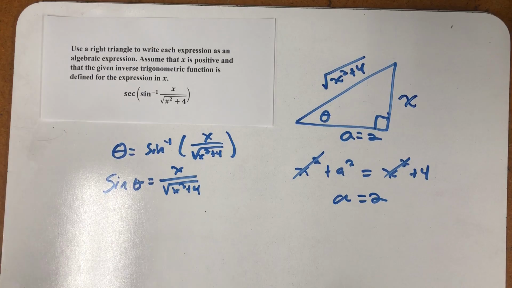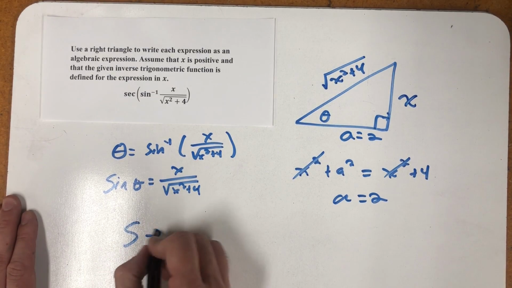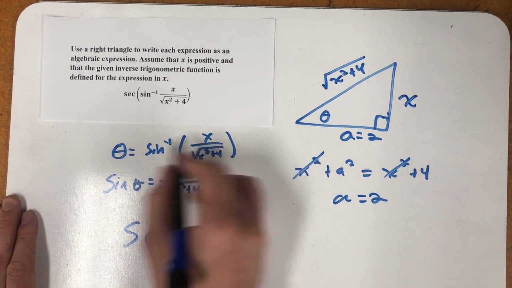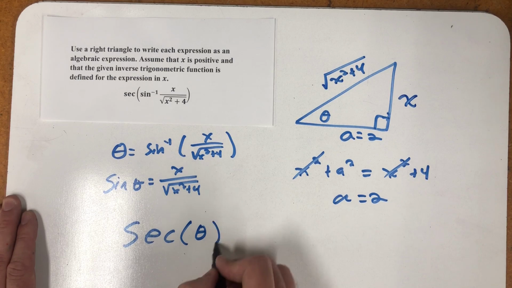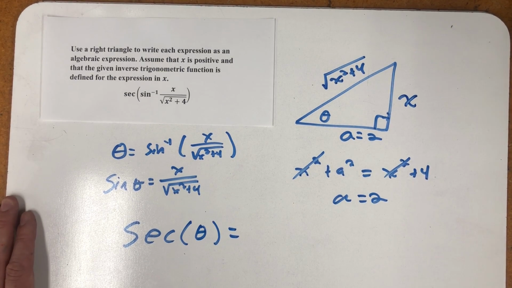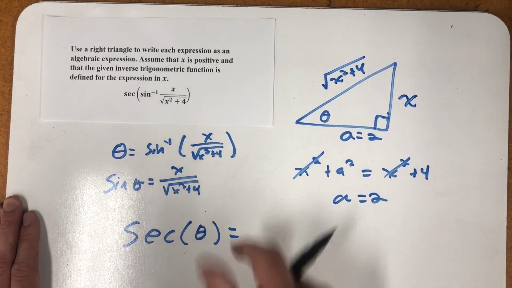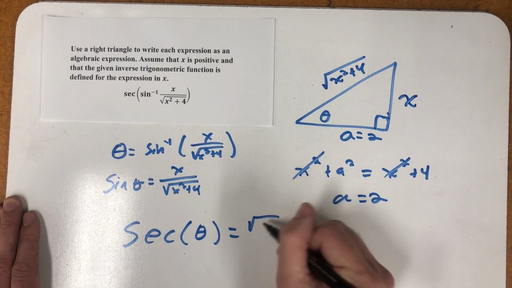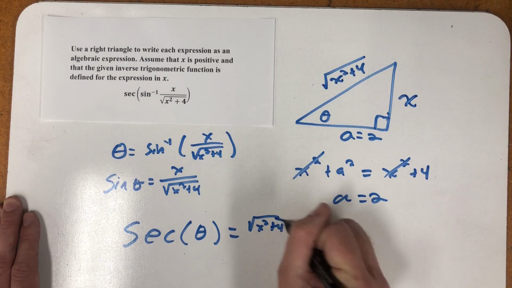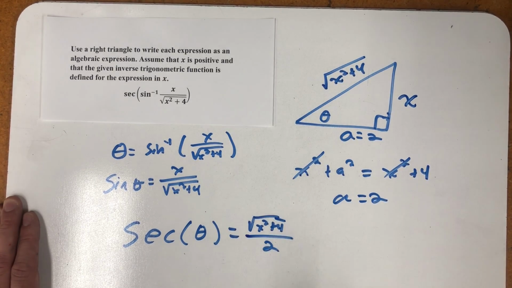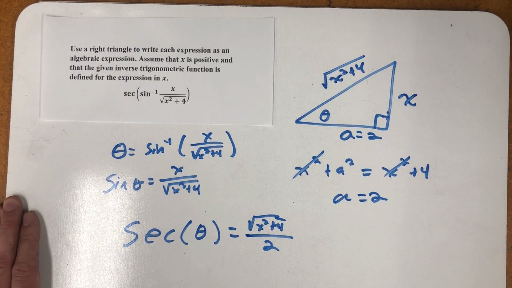And I'm just looking for secant of that angle, right? Secant of this thing that I'm now calling theta, so I get to be a little lazy and just say secant of theta. Well, I would secretly think about cosine, right? Cosine is the adjacent over the hypotenuse, so secant is the hypotenuse over the adjacent, and I get the square root of x squared plus 4 all over 2, and that's it.